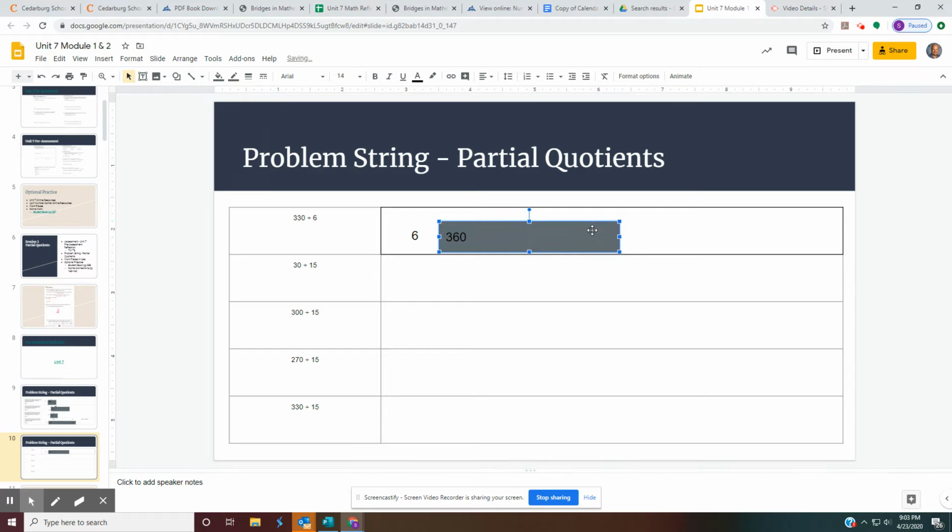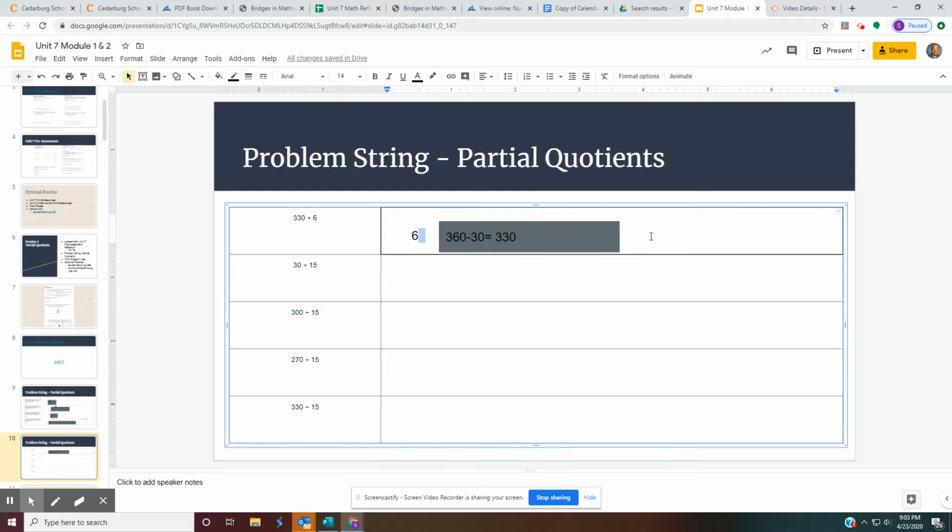Well, that's not working. All right, so instead of 360, I need 330. So what do you notice? It's 360 minus 30, and that equals 330. And we know that 30 is 5. So ultimately, what we're looking at, I'll move this all the way to the other side, is we take our 60 and I subtract 5. My answer is going to be 55.